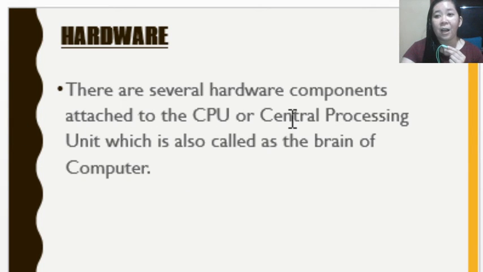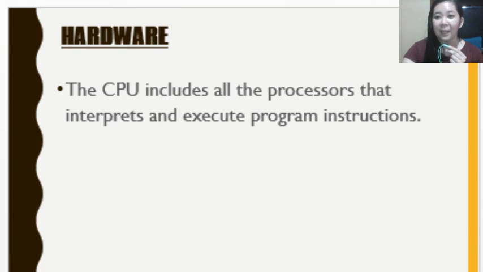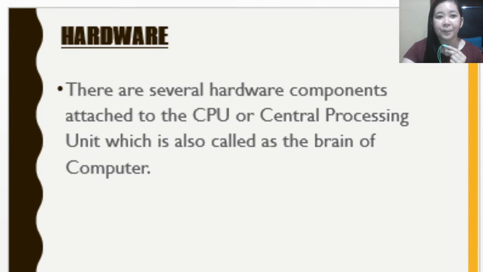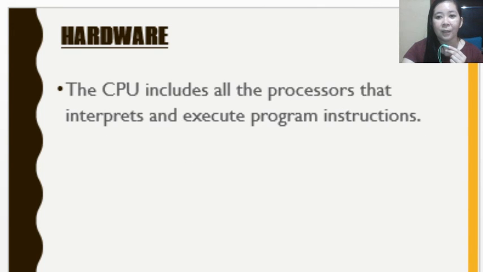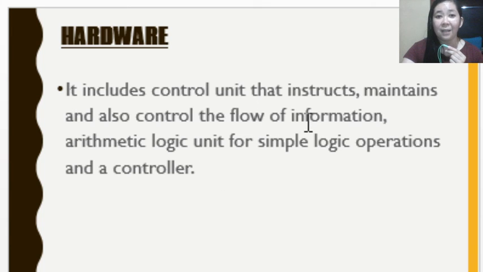There are several hardware components also that are attached in the CPU. This is normally called the brain. As we all know, the CPU is considered to be the brain of the computer. The CPU includes all the processors that interpret and execute the program instructions. This is where these are normally stored. It includes the control unit that instructs, maintains, and also controls the flow of the information, the arithmetic logic unit for simple logic operations, and a controller.